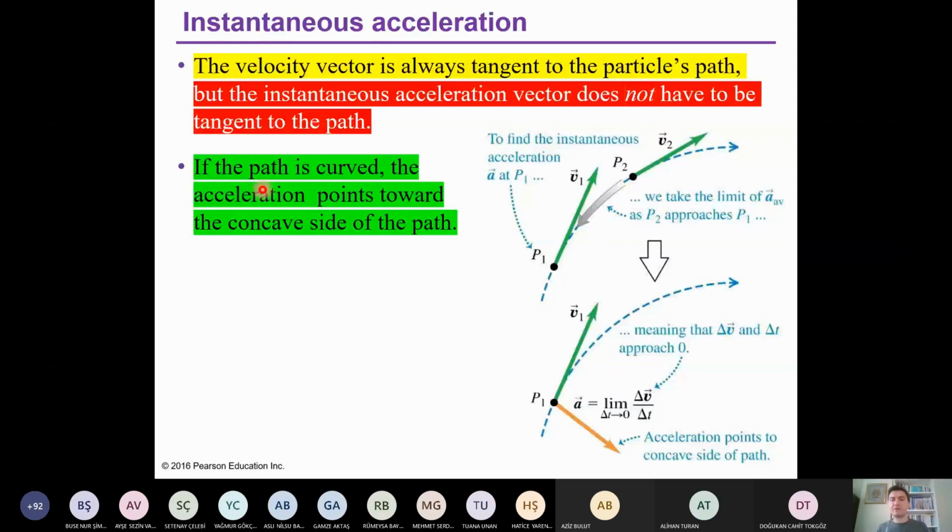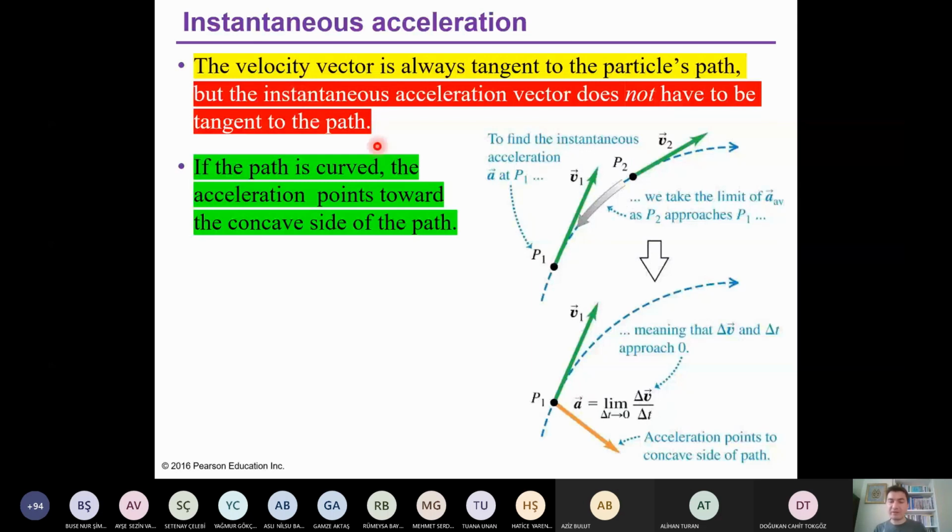I have already discussed all these things, but I will repeat the information here again within this transparency. So we have velocity vector, this one, instantaneous velocity, V2, V1. And what about instantaneous acceleration? The instantaneous velocity vector is always tangent to the path, right? But the instantaneous acceleration vector does not have to be tangent to the path.